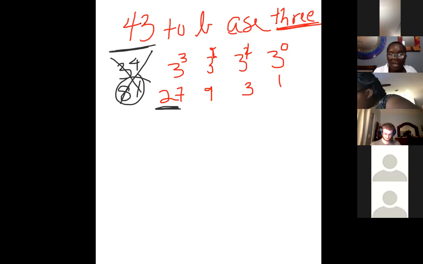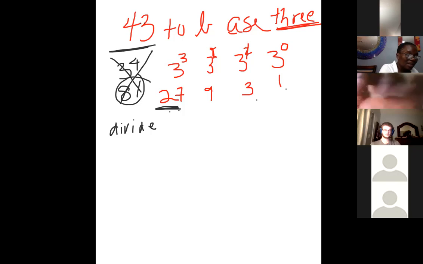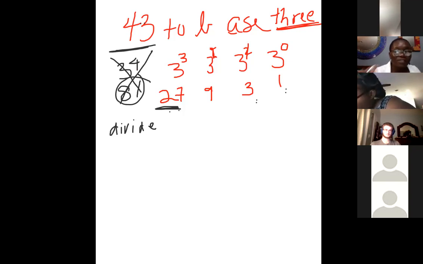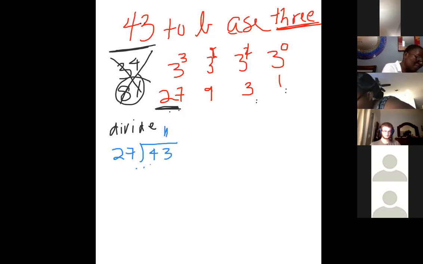Okay. Now, the next step is to divide the digits, these digits right here, the 27, the 9, the 3, and the 1, to figure out this number, okay? So I'm going to do this the long way, guys. You don't have to do it the long way. You can do it the short way. So here's another way you can approach this. You guys ready? We're going to take the 27, and we're going to divide it into 43. Now, 27 goes into 43 once. We subtract the 27 from 43, and what do we have left over?